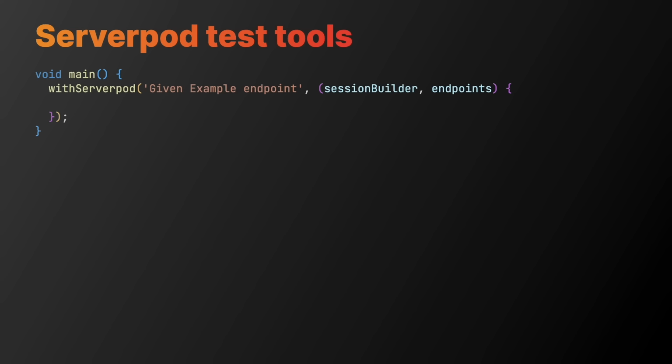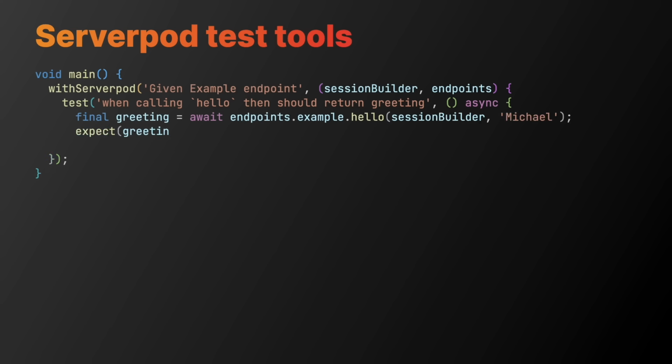Use the endpoints parameter to get access to and call any of your endpoint methods and pass the session builder. Under the hood, the test tools will use the session builder to create the session object that is passed to your endpoint method.